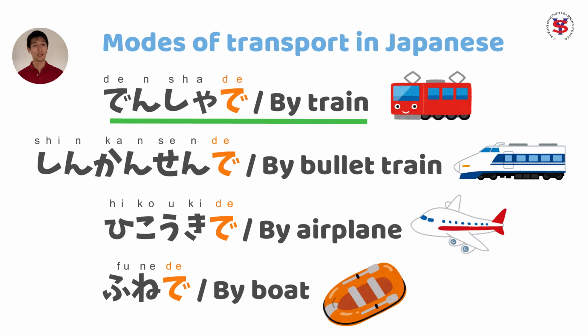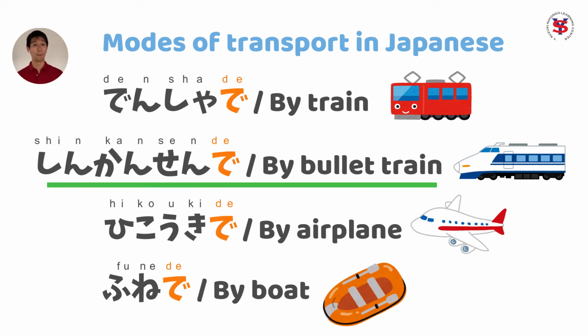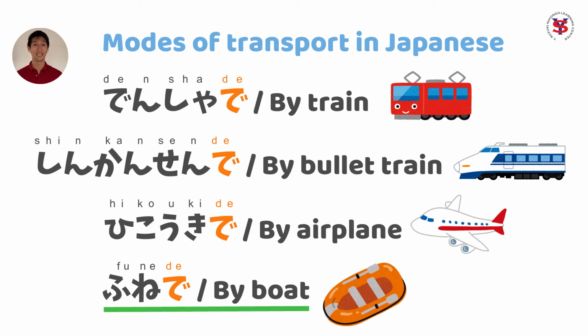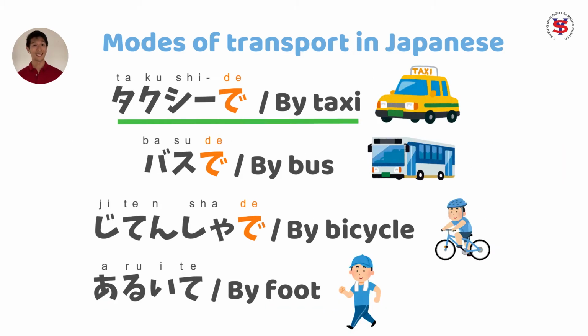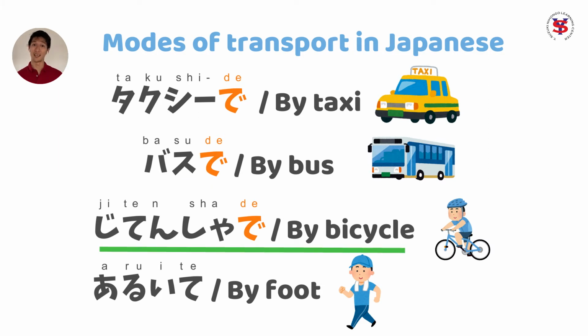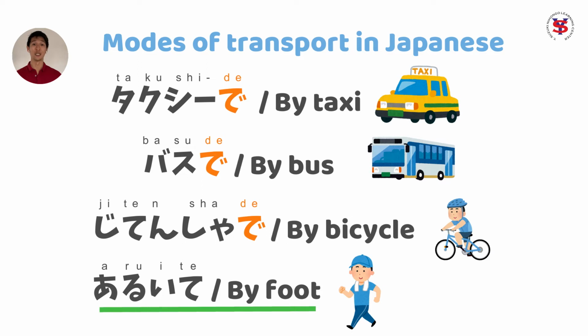Okay, so let's go through some modes of transportation in Japanese real quick. Then let's make a few more sentences together before you make your own sentences. Alright, so by train is densha de, by bullet train is shinkansen de, by airplane is hikouki de, by boat is fune de, by taxi is taxi de, by bus is basu de, by bicycle is jitensha de, and by foot is aruite.